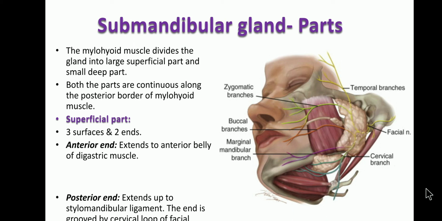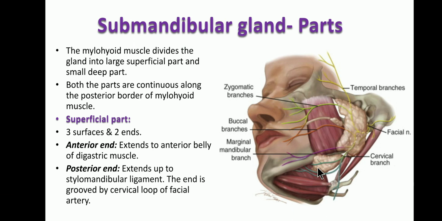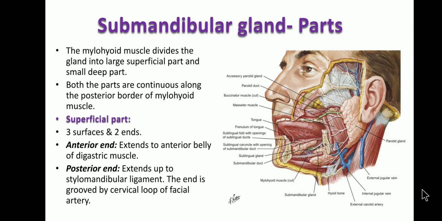The anterior end extends up to the anterior belly of digastric, whereas the posterior end is related to the stylomandibular ligament, which extends from the styloid process to the angle of mandible and separates the parotid gland from the submandibular salivary gland. That stylomandibular ligament is a modification of, again, the investing layer of deep cervical fascia.